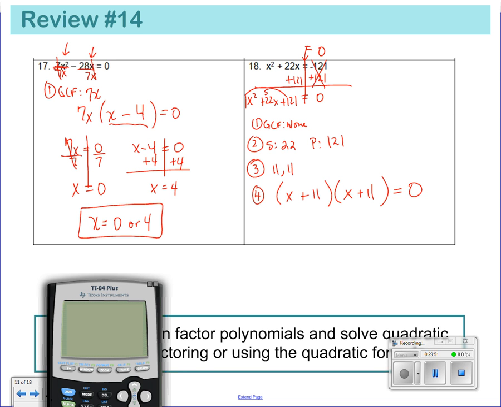Last thing we need to do is set that equal to 0, because now we need to solve. We'll set our factors equal to 0. Each factor, we have x plus 11 equals 0. And I noticed that my second one is the same thing, so I'm just going to write it once. We're going to subtract 11 from both sides. This gives us x by itself. 0 minus 11 is a negative 11. So I have one solution here, and that is negative 11.